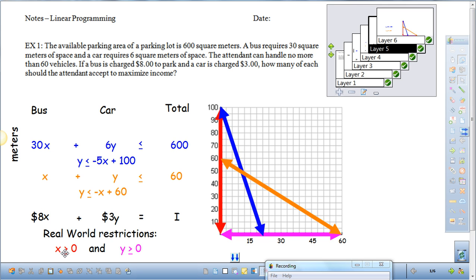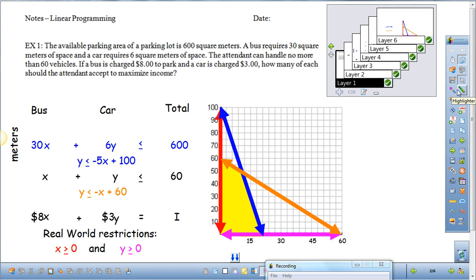And our x values have to be higher than the red. Y values have to be higher than the purple. So the section that we are looking at looks like this guy right here. That is where all the inequalities cross each other. Okay? So now we've got to maximize this income. So we've got to find the points where these meet.